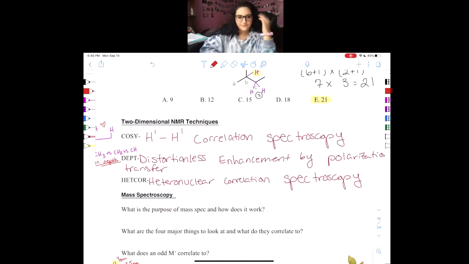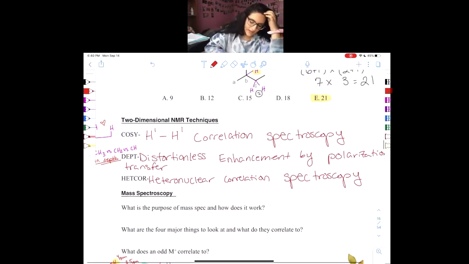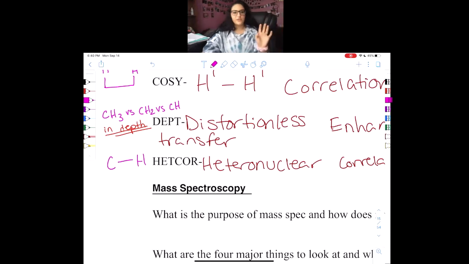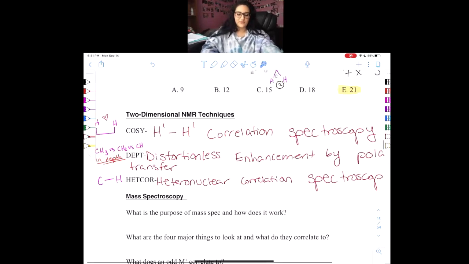HETCOR, there's not really a cute way to remember HETCOR, just know that that's what that stands for. HETCOR is kind of complicated, but essentially you can think of it like each element has its own nucleus that's unique, and so different nuclei will react differently with one another, and HETCOR just tells us more about that interaction.